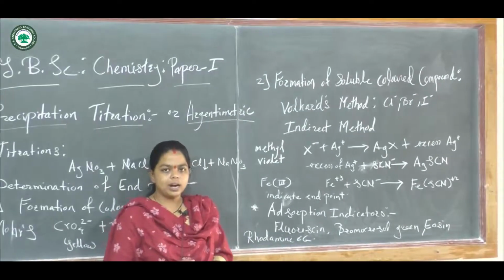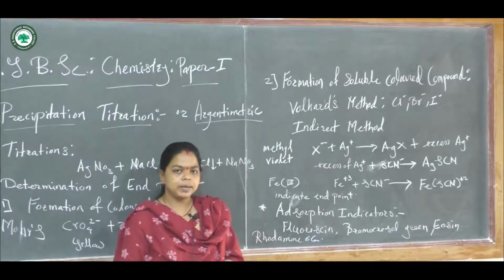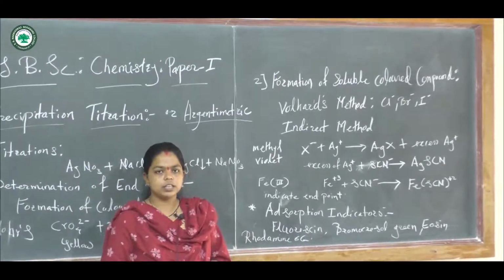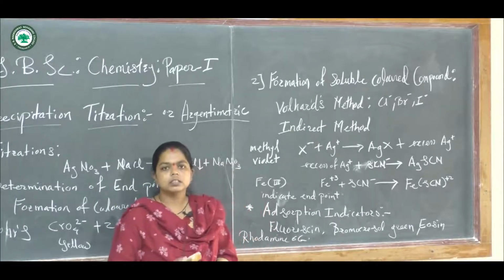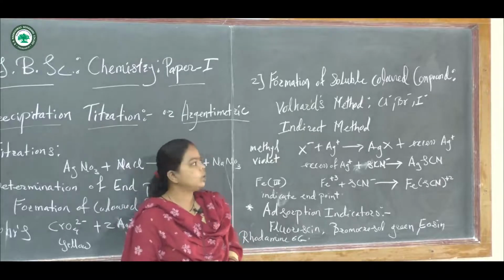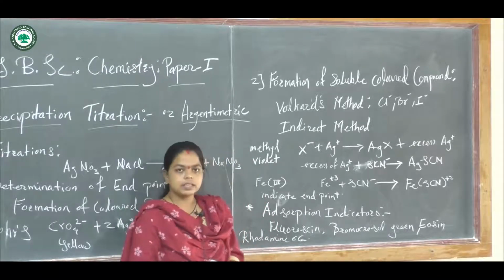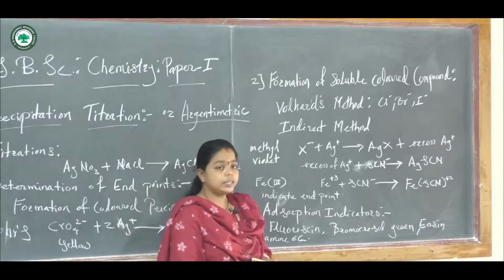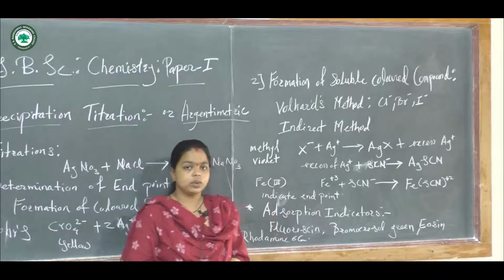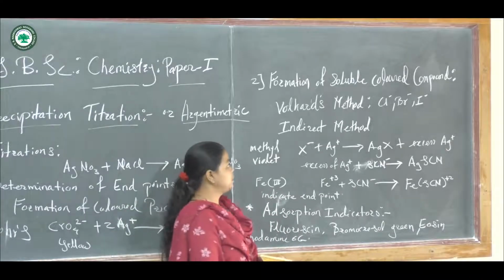So in the Volhard method, different halide ions can be detected by using the silver nitrate solution again, because silver nitrate solution is useful to detect all the halide ions present. So chloride, bromide, iodide ions can be detected from this titration. Generally it is the indirect method for the determination of the concentration of this precipitate.